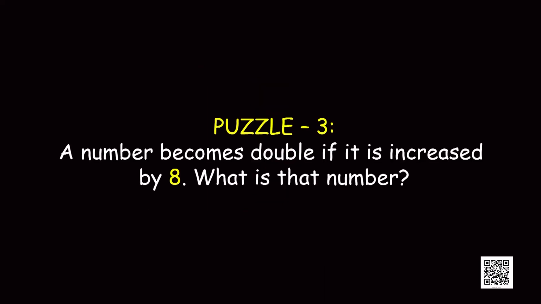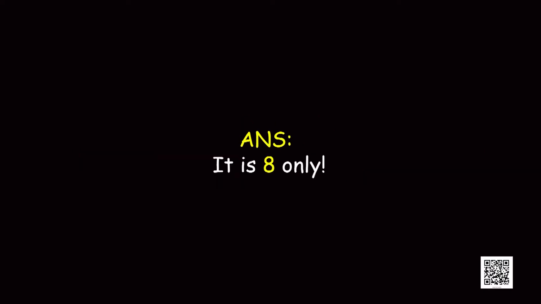Next, a number becomes double if it is increased by 8. What is that number? It is very interesting. Suppose you take 10, then if you add 8 to 10, you will get 18, and 18 is not double of 10, therefore, 10 is not the answer. Suppose you take 7, then if you add 8 to 7, you will get 15, 15 is not double of 7, therefore, 7 is also not the answer. So, if you take 8, then add 8, you will get 16, therefore, 16 is double of 8, therefore, the answer is 8. So, very interesting, right.